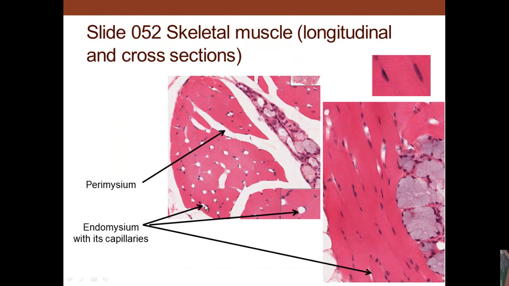In the endomysium, you can actually see capillaries. All these are capillaries that are in the endomysium of the cell. So this is a cross section and a longitudinal section. You can see the capillaries in through here. And in a longitudinal section, you can see the striations.